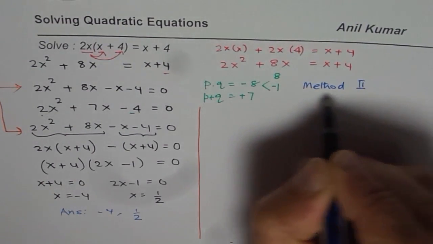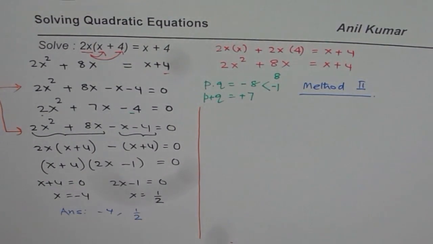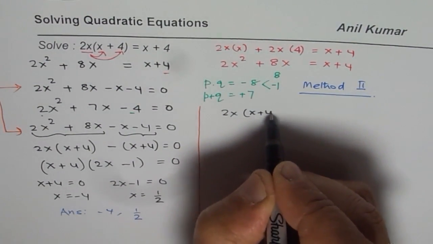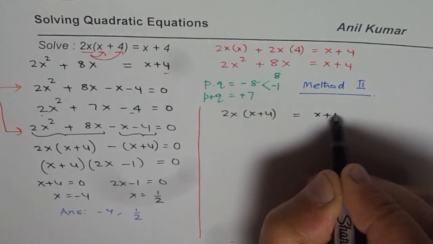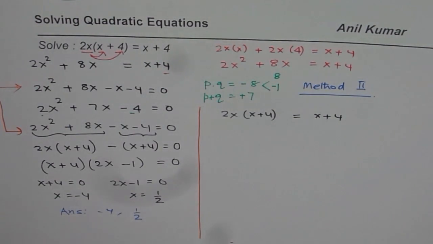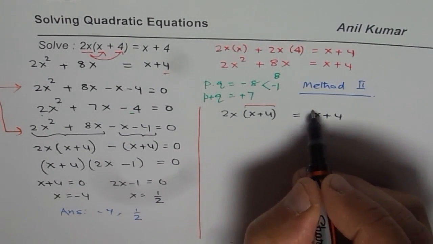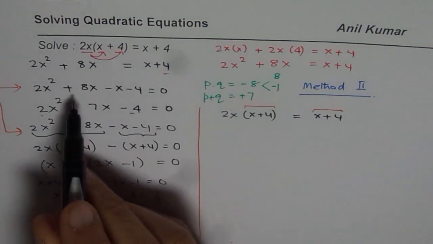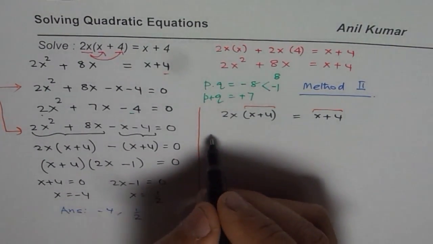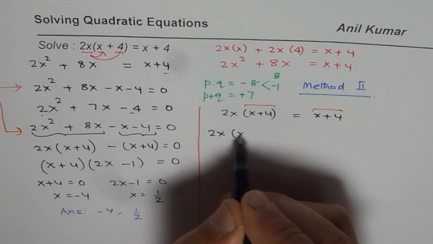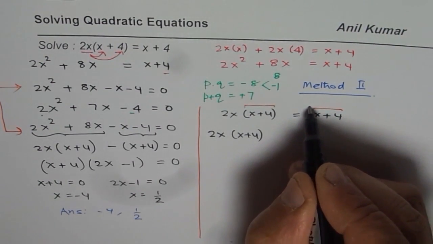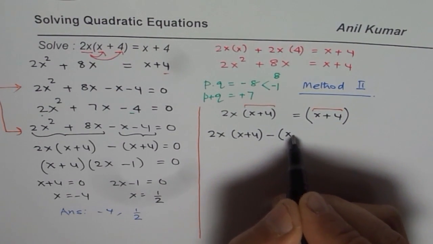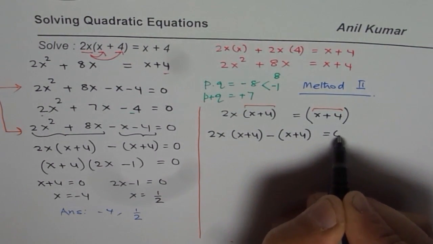Now this method sometimes works, right? Not always. Now the question is 2x times (x plus 4) equals x plus 4. So what we observe here is that x plus 4 is a common factor. Since it is a common factor, we should actually not expand, right? So we'll bring the terms together. We have 2x times (x plus 4), and we'll use this as one term, bringing the other to the left with a minus sign: minus (x plus 4) equals 0.